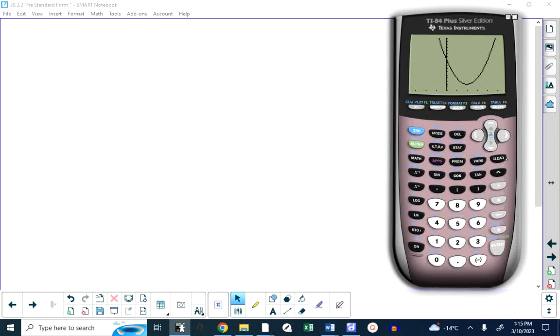So all we do here is we go trace and we're going to enter 0 for x. That's it. When I do that and I enter 0 and then enter, it tells me y is 13. Well, that means the y-intercept is 13.